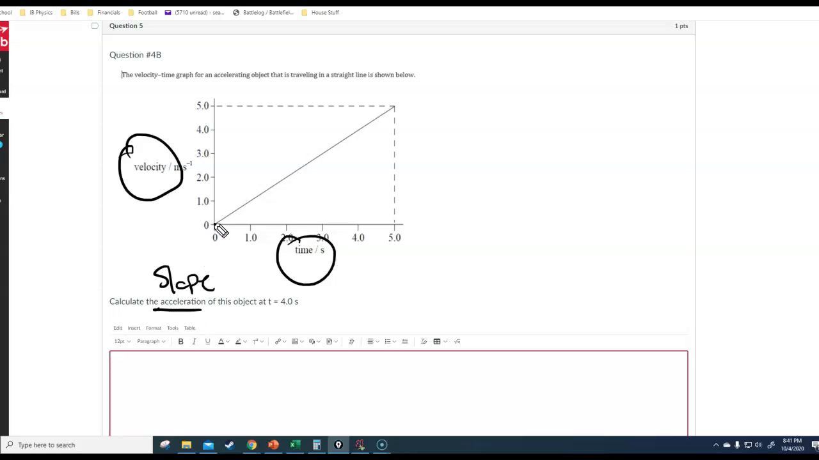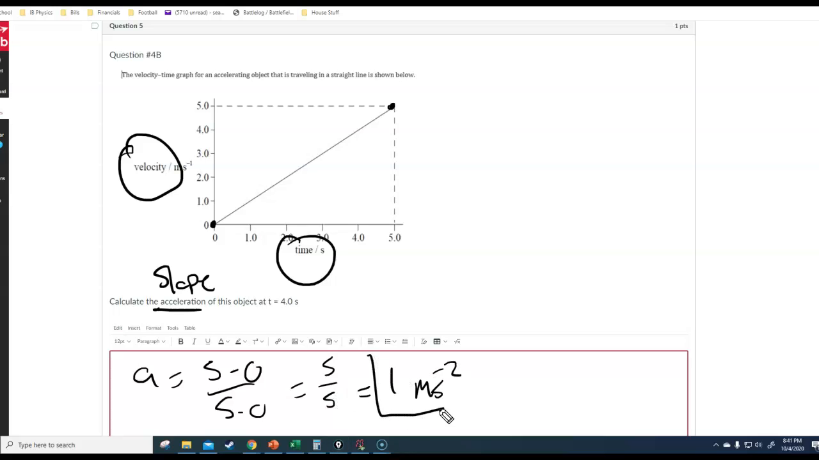Slope is rise over run. It starts at 0, 0. You go up 5, over 5. That's 5 seconds, that's 5 meters per second. So, change in y over change in x gives you 5 over 5, which is 1 meter per second squared. And you're done.